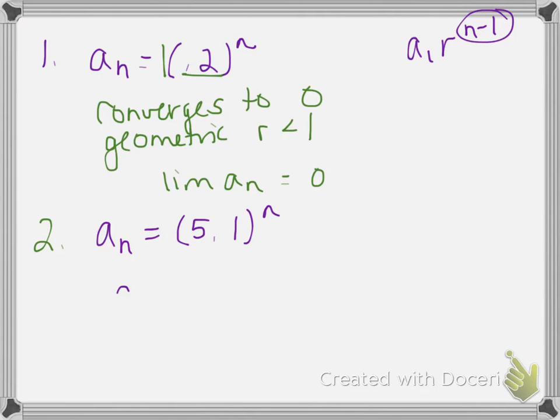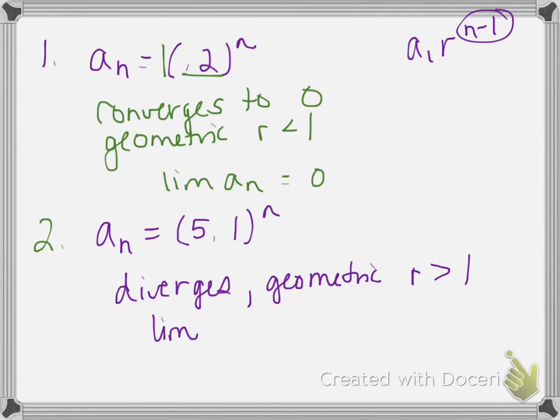Okay, this one diverges because it's geometric and r is bigger than 1. Another way you can say that is the limit as n approaches infinity of a(n) is infinity, because this is an exponential function going up forever.